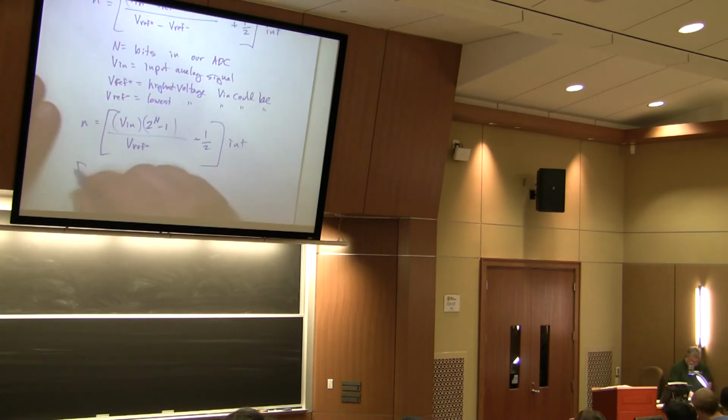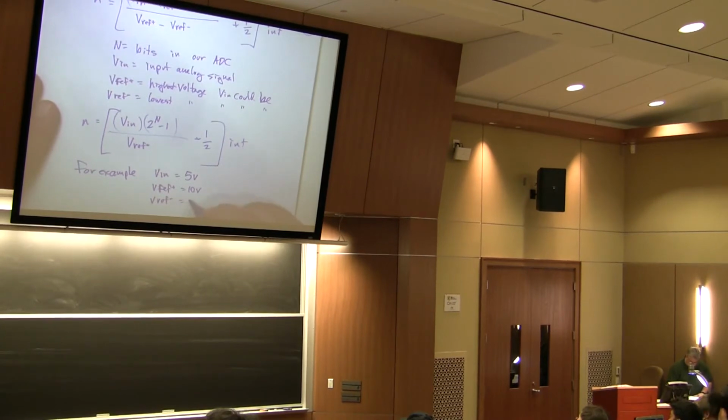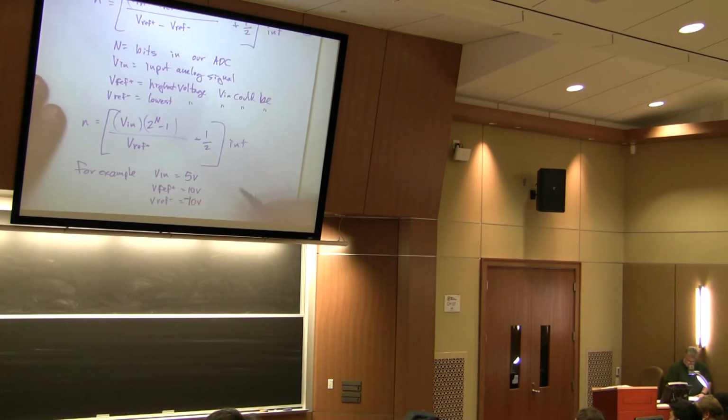So let's say, for an example, if we say that Vn is equal to 5 volts, you know what, just for grins, I'm going to give us a Vref plus, and I'm going to give a Vref minus. Just so you can practice this. So the question is, what is N? Oh, by the way, also have to say, what sort of precision do we have?